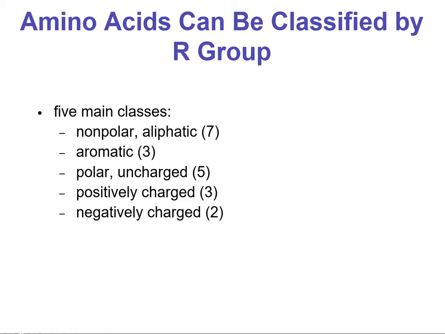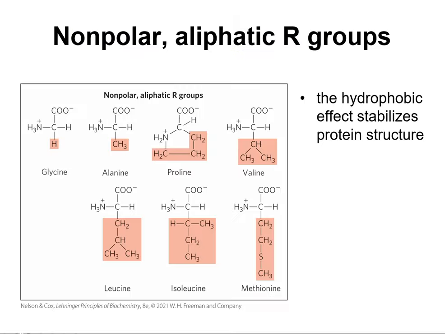There are 5 main classes of amino acids: nonpolar aliphatic, aromatic, polar uncharged, positively charged, negatively charged. You may be used to seeing fewer classes. Sometimes these two groups are lumped together to just say hydrophobic, and these groups are lumped together to just say charged. But we're going to have a little bit more detail in this class. Let's start with the nonpolar aliphatic groups.